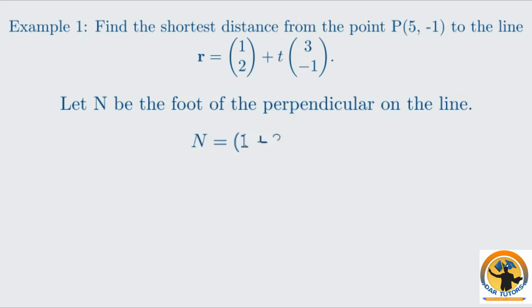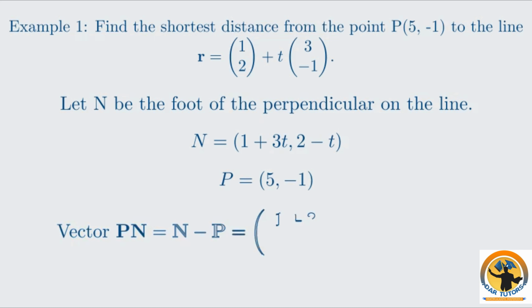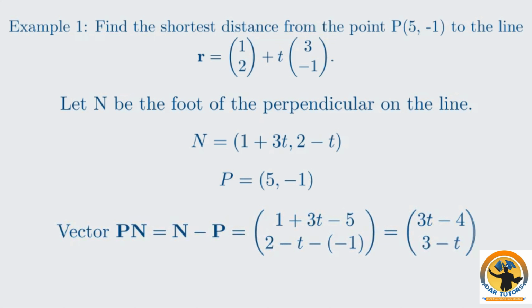Let's call the foot of the perpendicular N. The coordinates of N can be written in terms of the parameter t as (1 + 3t, 2 - t). The coordinates of our point P are (5, -1). Next, we need to find the vector PN, which connects the point P to the point N on the line. We calculate PN by subtracting the position vector of P from the position vector of N. This gives us the vector (3t - 4, 3 - t).